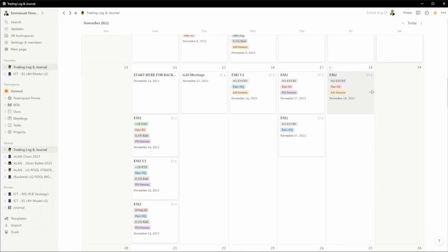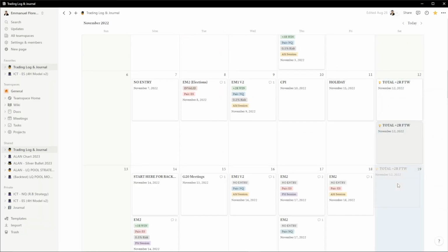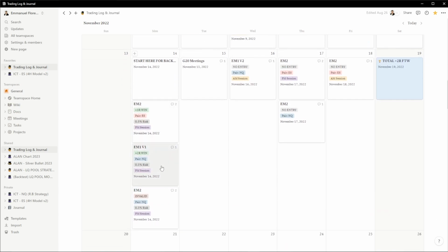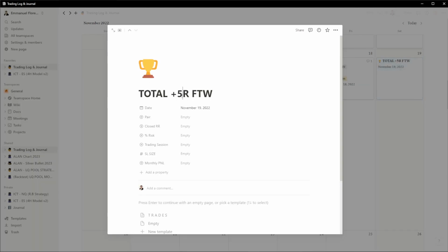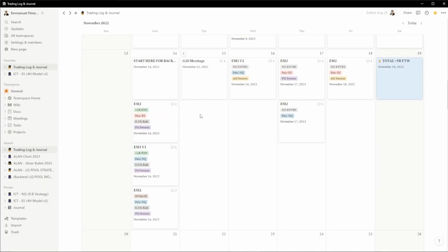If we just quickly mark up the total R for the week, we got 3, we got 5, we got a whole bunch of no entries, which happens sometimes, but you can see here that the models do provide. It's just a matter of the market really. But overall, 5R for the week, November the 14th to the 18th. So that'll be it for the video.